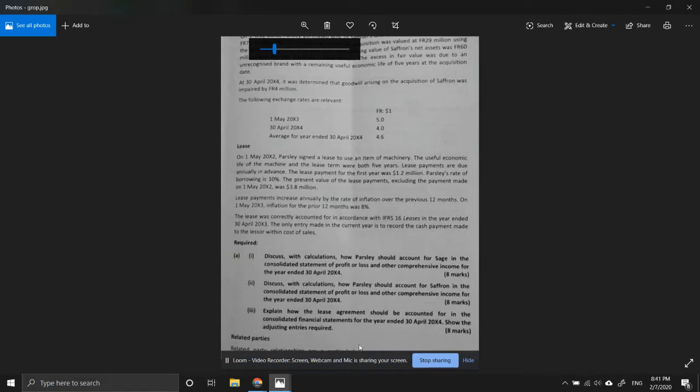20x4, right? So the existing entry: on 1st May 20x2, Parsley signed a lease. The useful economic life of the machine and the lease term were both 5 years. Lease payments are due in advance. The lease payment for the first year was 1.2 million, and Parsley's rate of borrowing is 10%. The present value of the lease payments, excluding the payment made on 1st May 20x2, was 3.8 million.